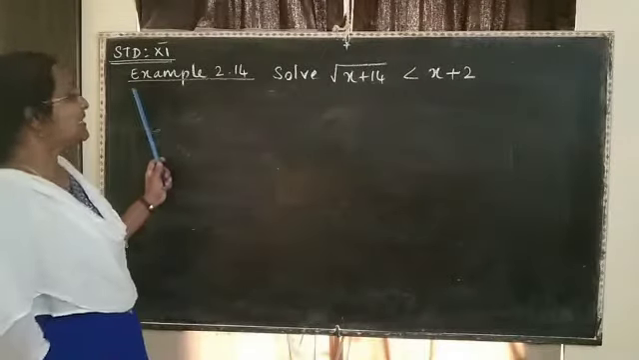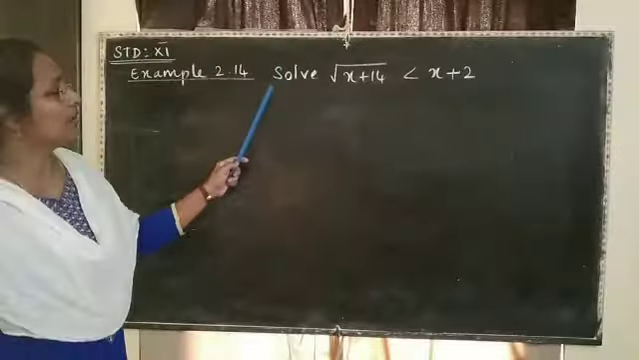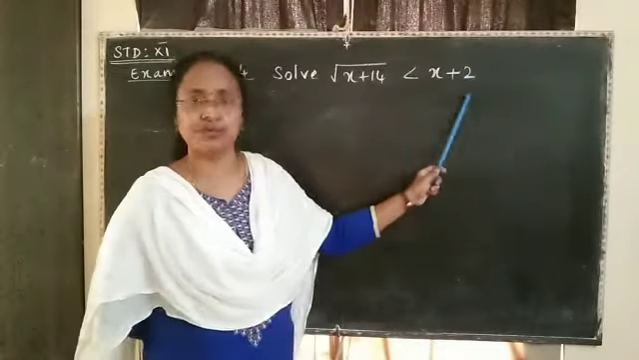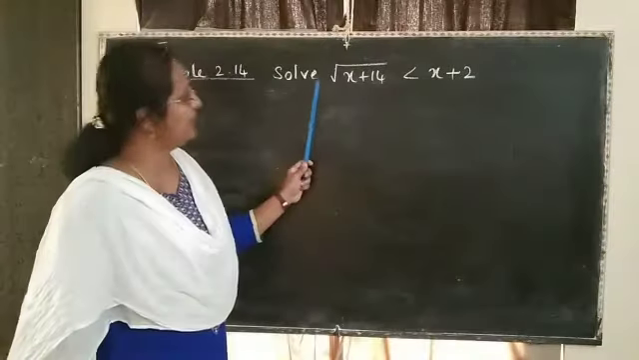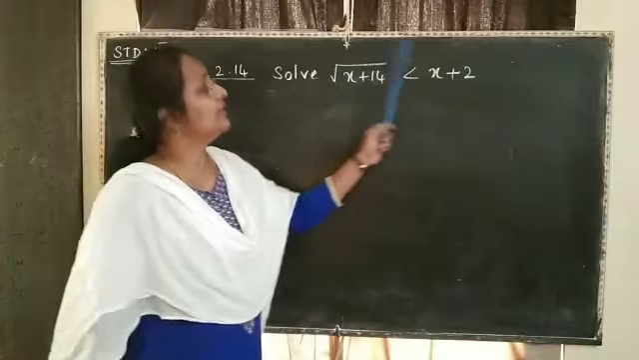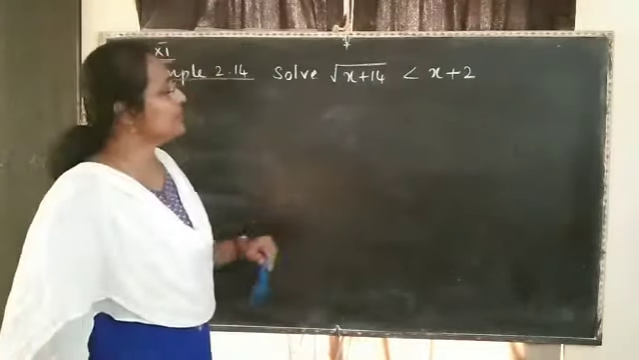Okay, now let's discuss this example, example 2.14. Solve square root of x plus 14 is less than x plus 2. Now we are going to solve and find the value of x for which possible values we get this expression to be satisfied.